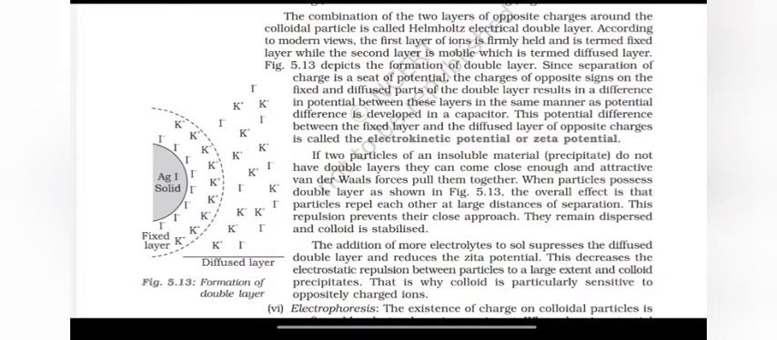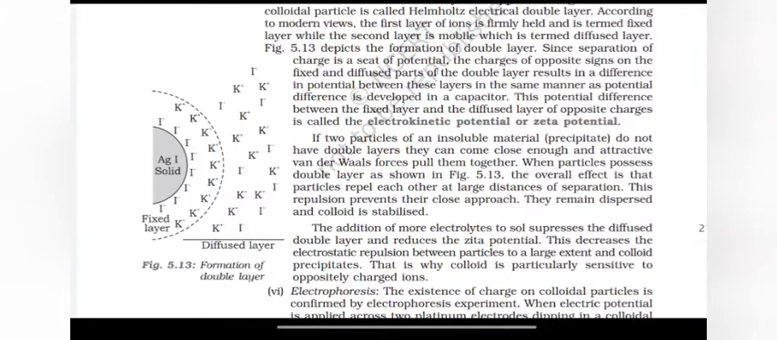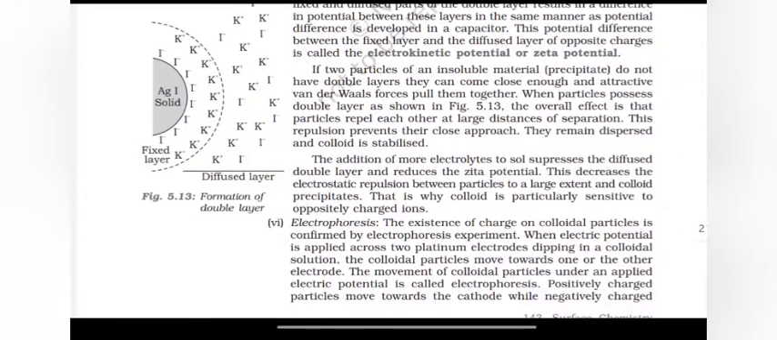Since separation of charge is a source of potential, the charges of opposite signs on the fixed and diffuse parts of the double layer result in a difference in potential between these layers. In the same manner as potential difference is developed in a capacitor, this potential difference between the fixed layer and diffuse layer of opposite charges is called electrokinetic potential or zeta potential. If two particles of an insoluble substance do not have double layers, they can come close enough and attractive van der Waals forces pull them together.